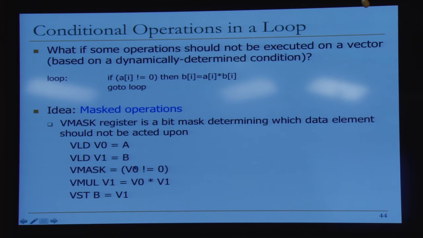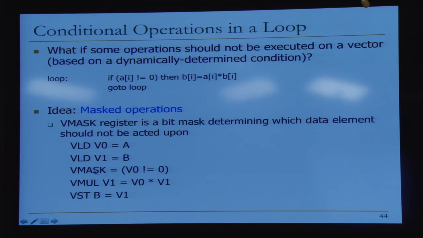Basically, you check if vector 0 is not equal to 0. What this does is basically checks whether each element is not equal to 0 and sets one bit per element. That's your mask register. If you have 64 elements in a vector register, this is 64 bits, basically. And vector multiply, assume that this is a mask multiply, or assume everything is mask.